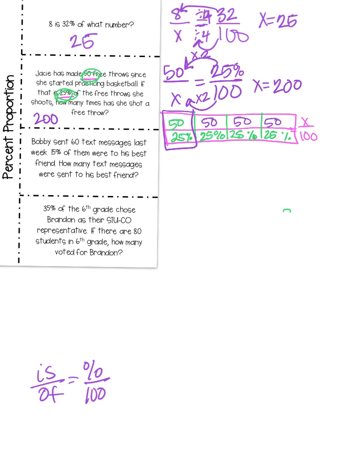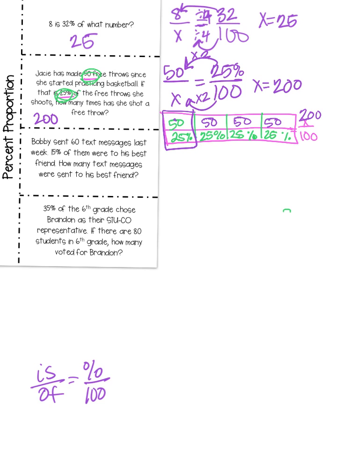So how many free throws total did she shoot? Well, the way to figure that, you add all of these up, and you would get 200. Okay, so they might ask you as a percent bar, so make sure you understand how to do a percent bar too. Bobby sent 60 text messages last week. 15 of them were to his best friend. How many text messages were sent to his best friend?